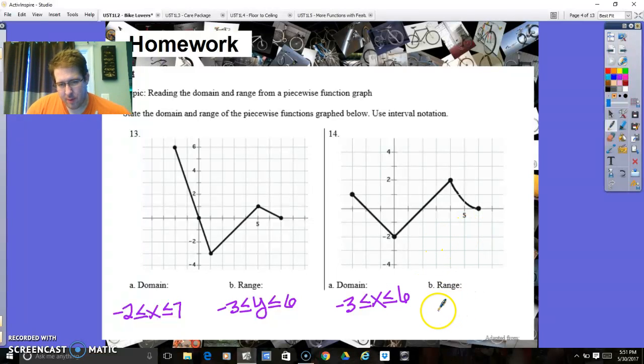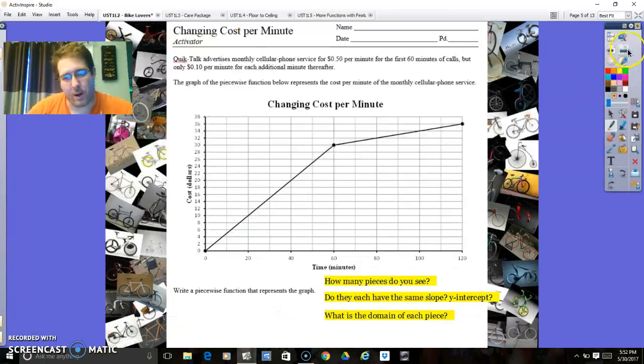The range, the lowest it possibly goes is negative 2, and the highest it possibly goes is positive 2. Now, once again, I use "or equal to" because all of these dots are closed circles, meaning filled in. They're not open circles. If they were open circles, then it would not have been "or equal to." Okay, so we've got a piecewise function.